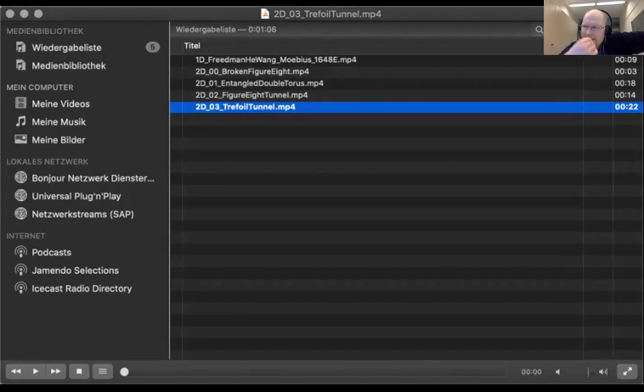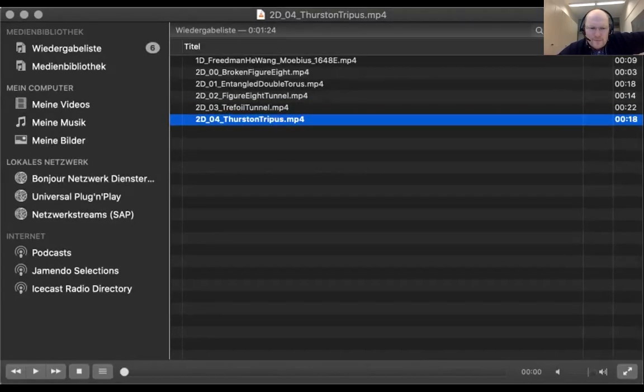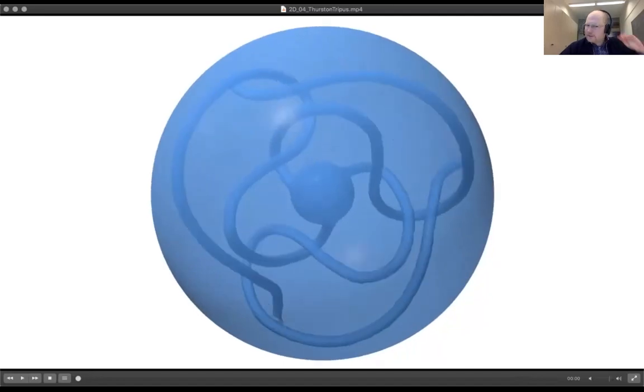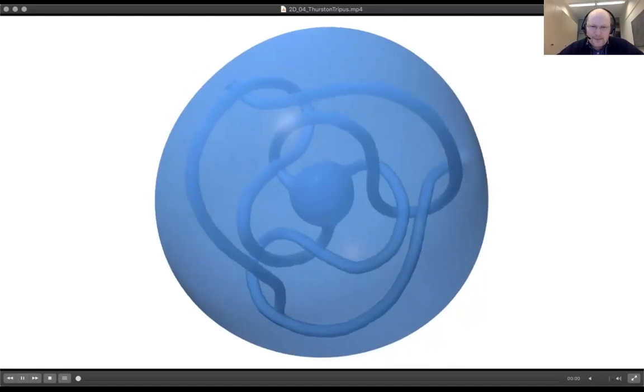Having seen these videos, one could expect something like, oh, everything is a simple handle body. It's actually not true. We have another example. It has a threefold symmetry, and it's called the Thurston tripos. I forgot what the purpose of the tripos was, but it was guaranteed that it's not a simple handle body in terms of isotopic class. So let's see what happens here.